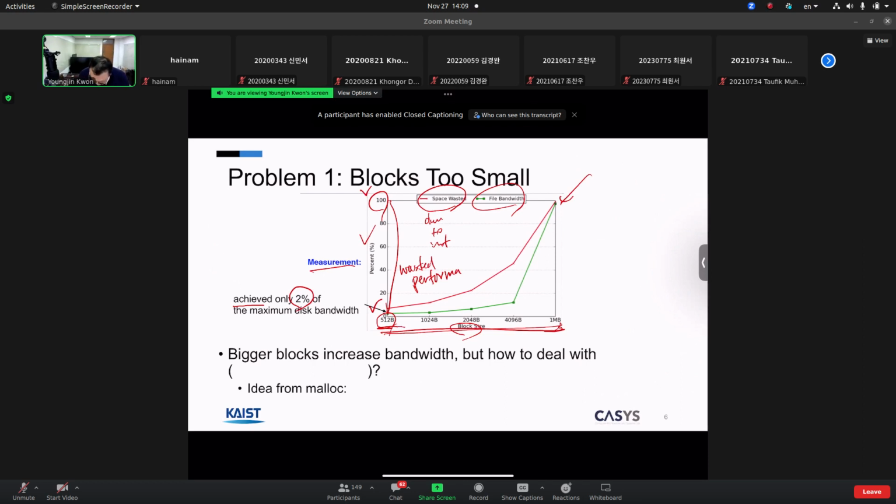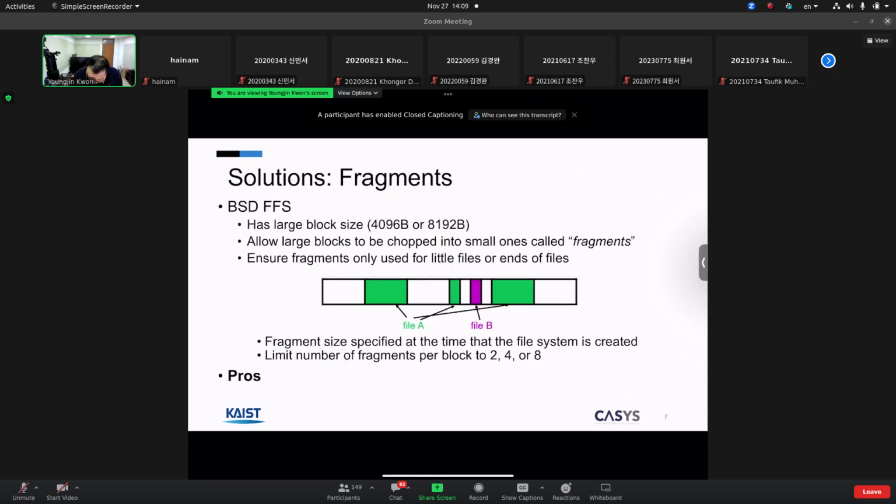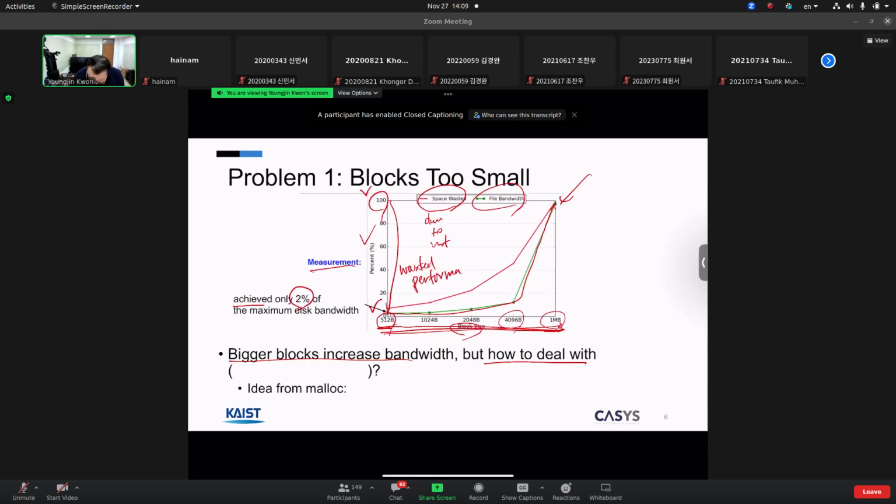Clearly, by increasing the block size, the performance can grow. So as block size increases, bandwidth increases. So a large block size is good. But to use a large block size, you have to address the space waste problem, which is internal fragmentation.